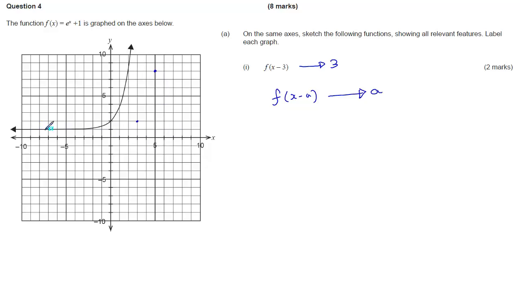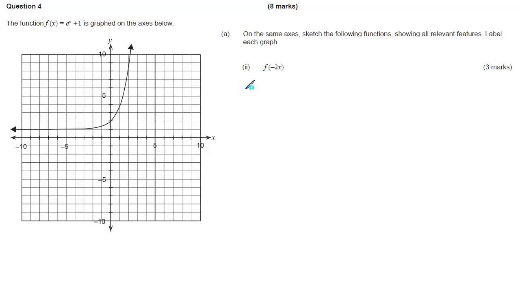the same asymptote. So it's going to come along here and then curve upwards like so. So I'm going to label this one as f of x minus 3.